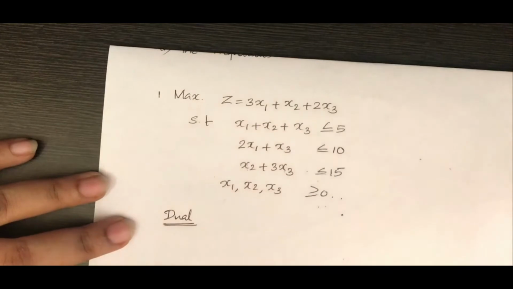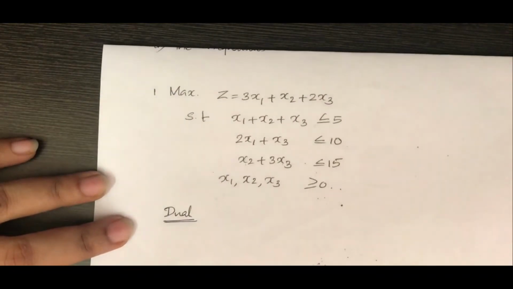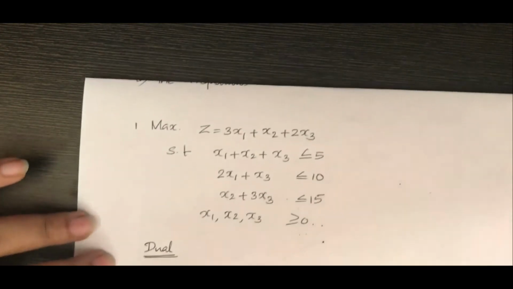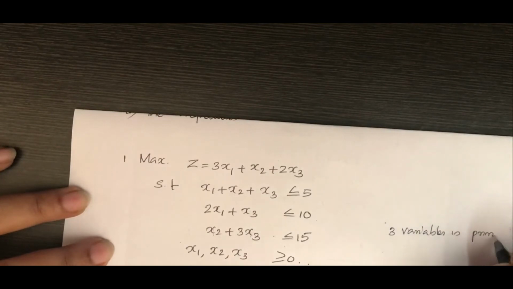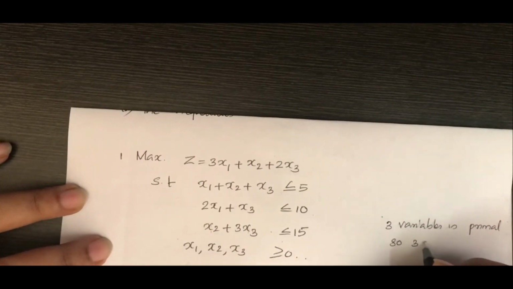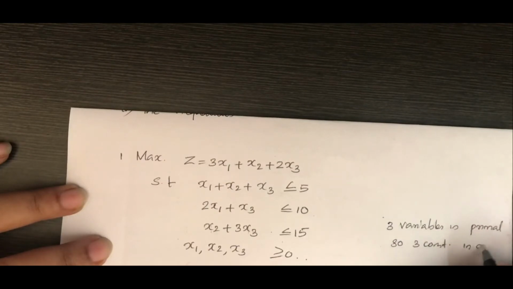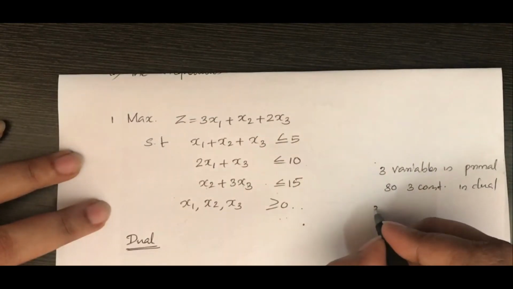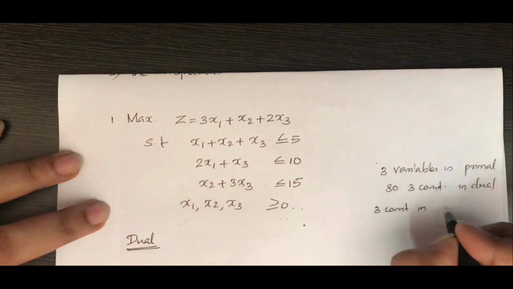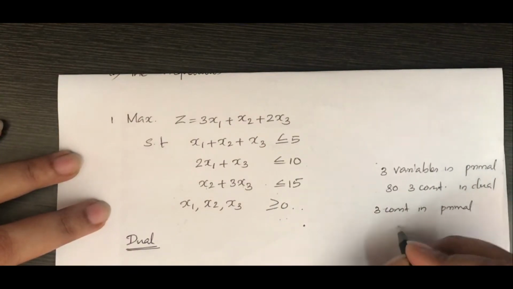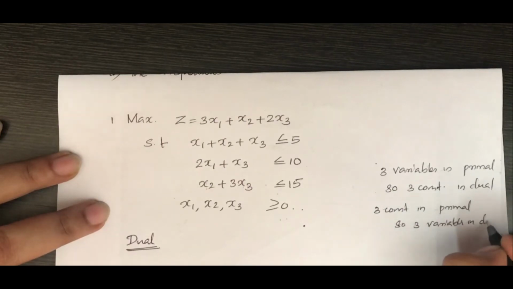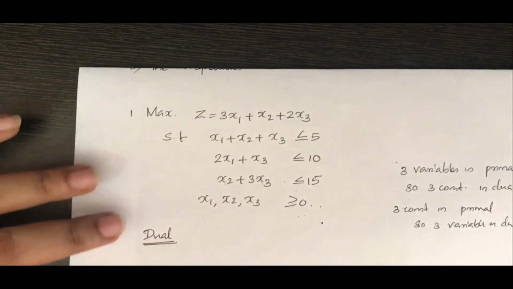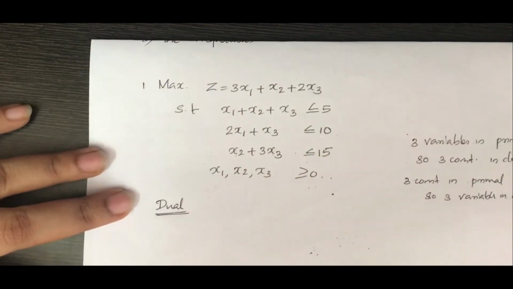How many variables are here? x1, x2, x3. 3 variables are there. So our constraints will also be 3. So 3 variables in primal, so 3 constraints in dual. Similarly, 3 constraints in primal, so 3 variables in dual. So I am taking 3 variables y1, y2 and y3.